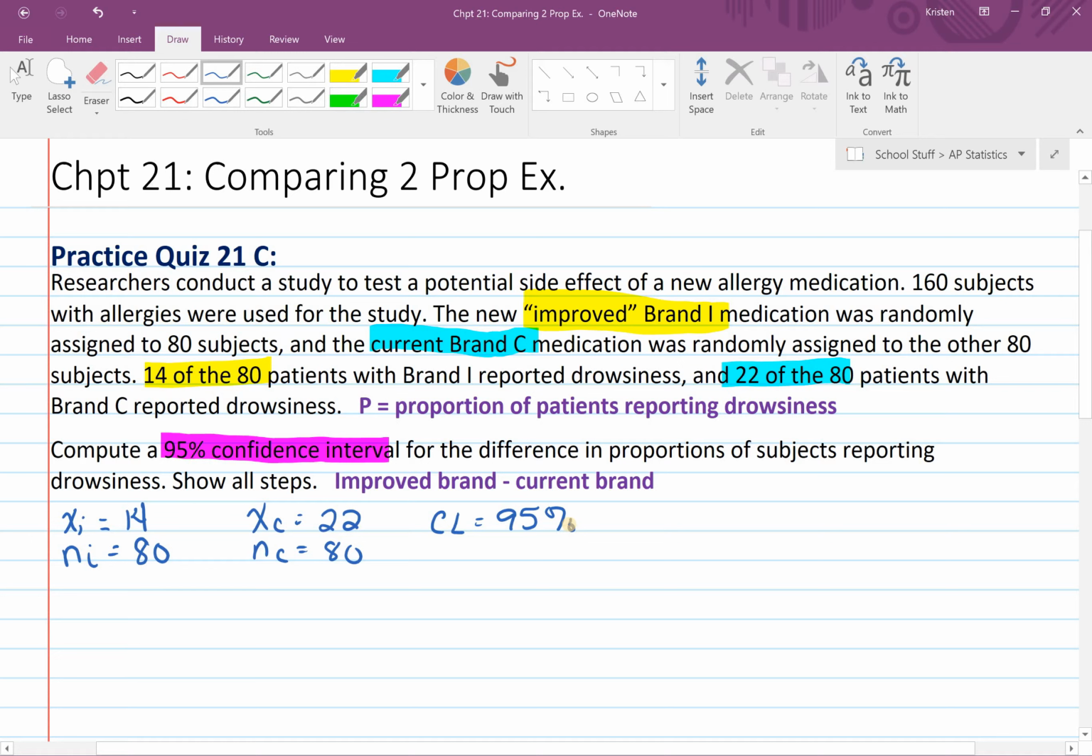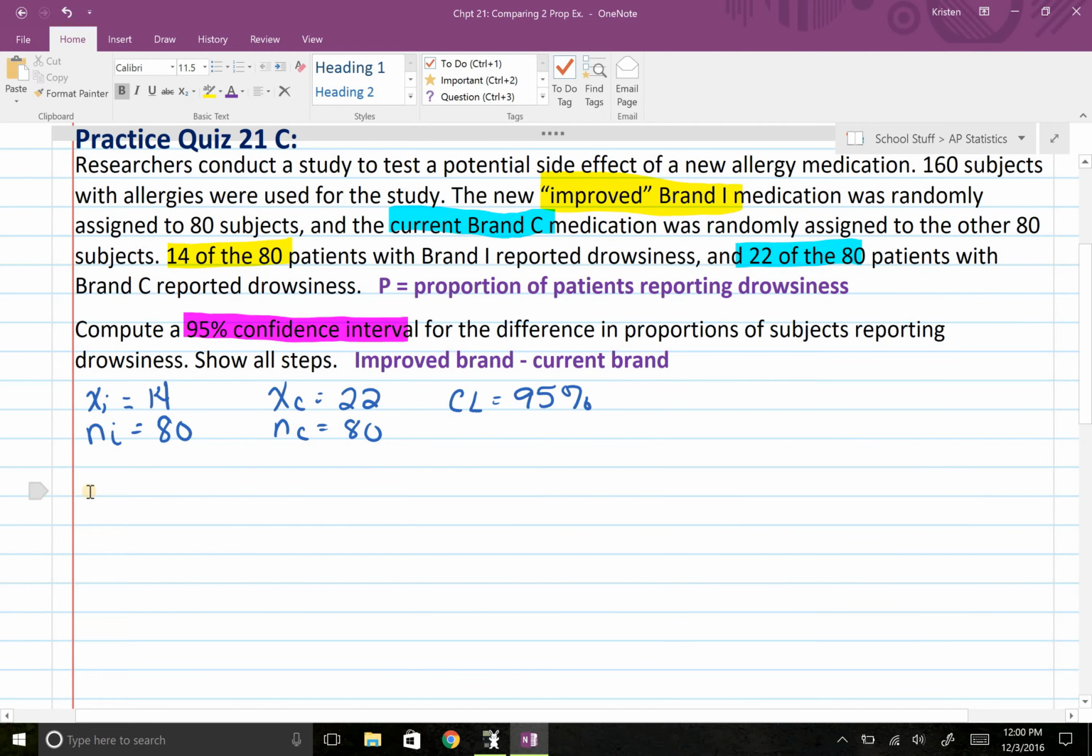Okay. Now that I've listed out everything that we have, it's important to actually stop and take a note and mention, is this something that you can do? Which means, have we met our assumptions and conditions? For my assumptions and conditions, remember my assumptions are independence, random, success failure, and small enough sample size. And then when comparing two proportions, we also have to establish that those two proportions are in fact independent.